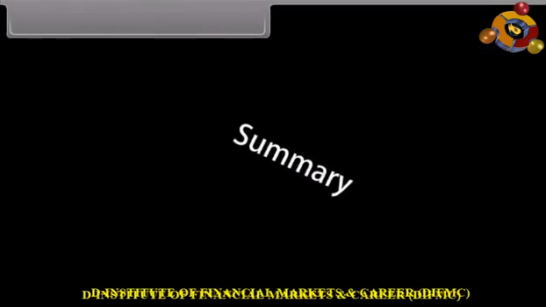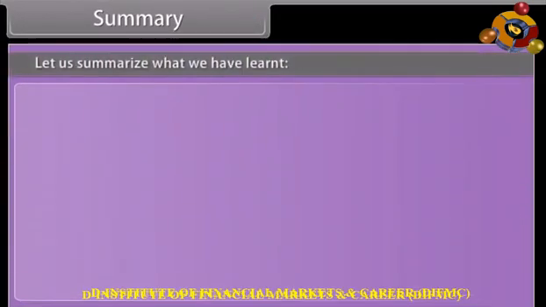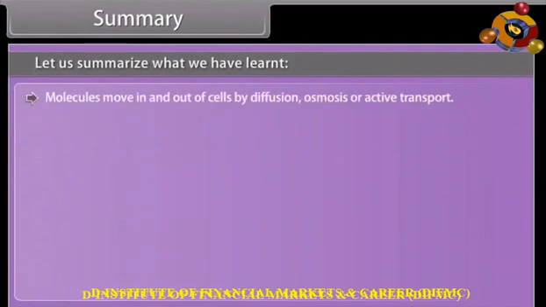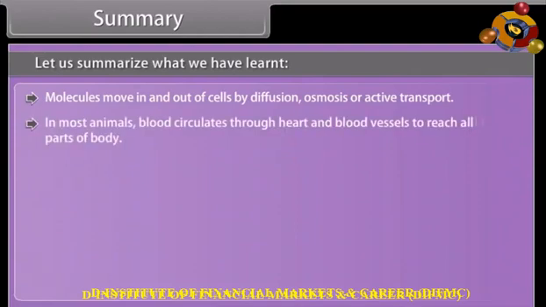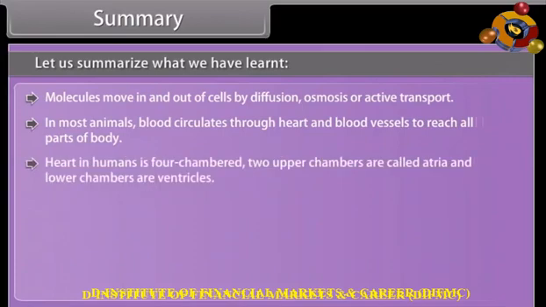Summary. Let us summarize what we have learned. Molecules move in and out of cells by diffusion, osmosis, or active transport. In most animals, blood circulates through heart and blood vessels to reach all parts of the body. Heart in humans is four-chambered.